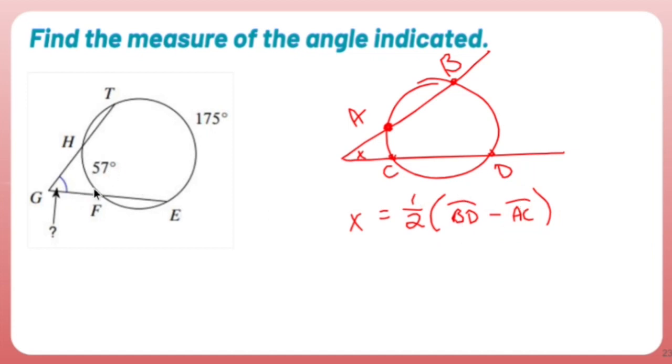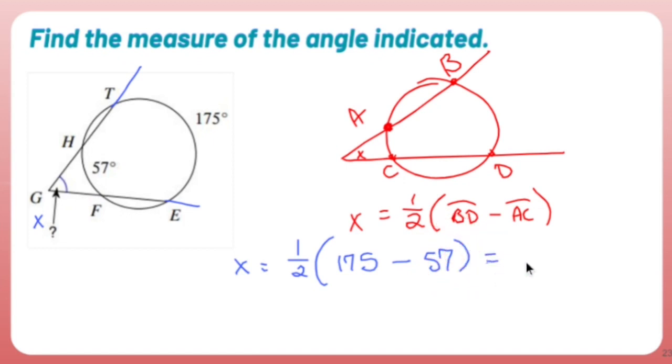All right, so I'm going to do the same thing over here. I need to find the measure of the angle, which we'll call X. So X is going to equal 1/2 of the large arc that's created. If I pretend that these lines are still going on, we can see the same thing. 175 would be that arc. So 175 minus this smaller arc that's created, 57.